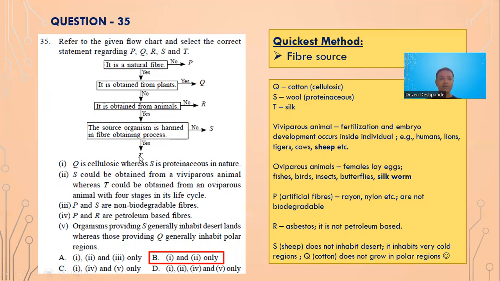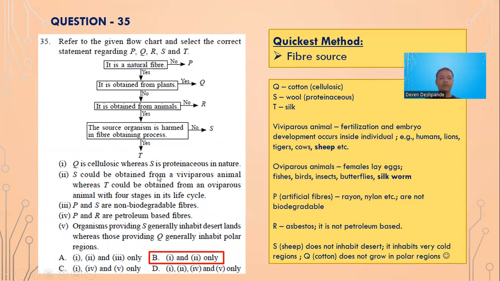But T, what is T? The source organism is harmed in the process. Silkworms, isn't it? Silkworms are actually killed during the process when you are obtaining silk fiber. So what are the correct statements? So 1 and 2 are the correct statements. Q is cellulosic because plant fibers normally are cellulosic, like cotton. And S is proteinaceous because S is an animal fiber. Wool is an animal fiber. They are proteinaceous. They have proteins.